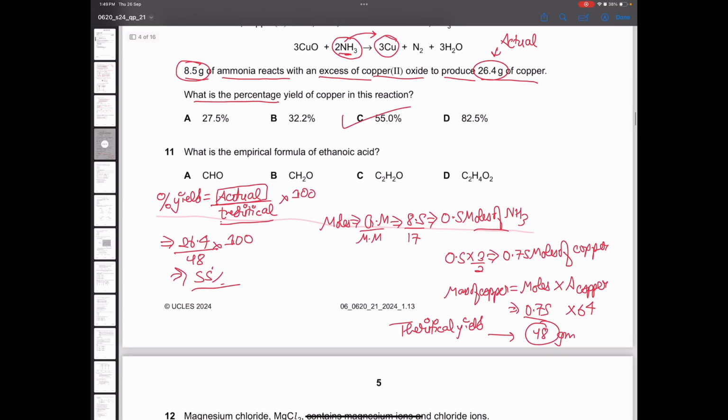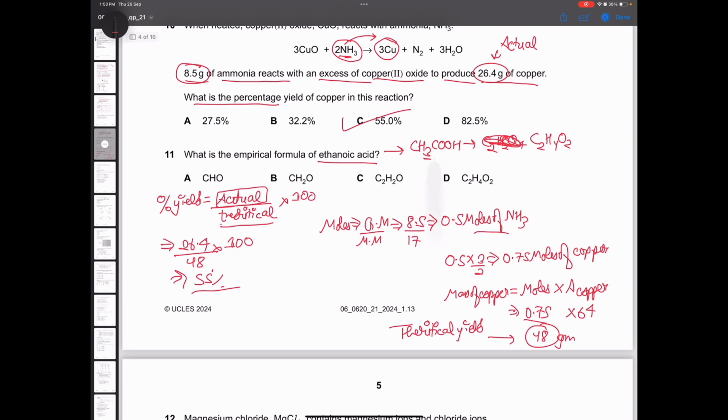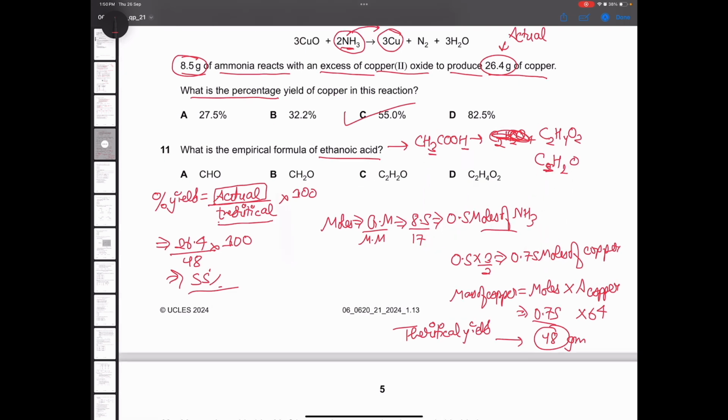Now, what is the empirical formula of ethanoic acid? We know that ethanoic acid is CH3COOH. So it will be C2H4O2, because 3 hydrogens here, 1 hydrogen here. So the empirical formula will be CH2O, simplified form. So option B is the correct one.